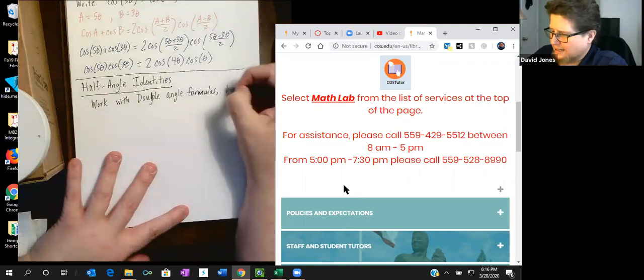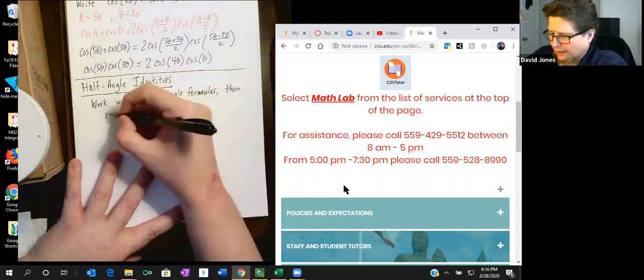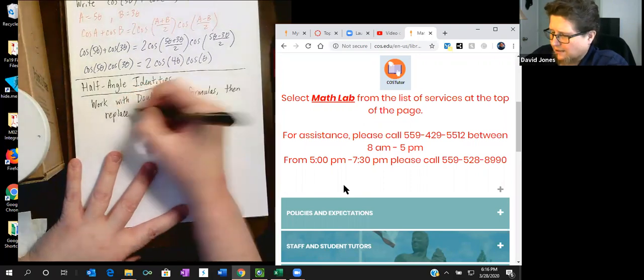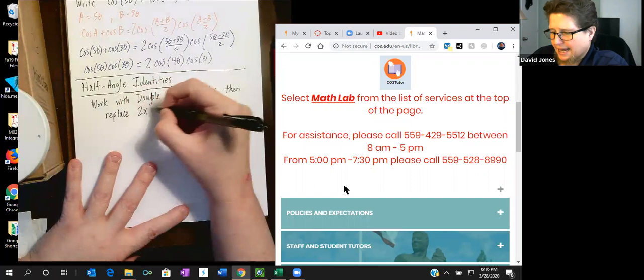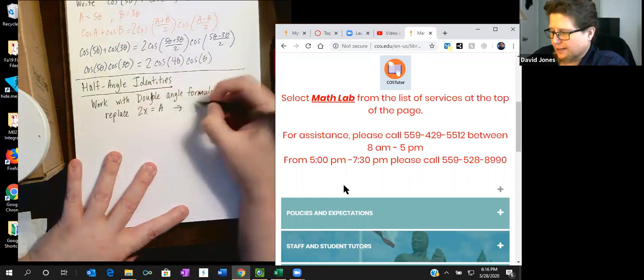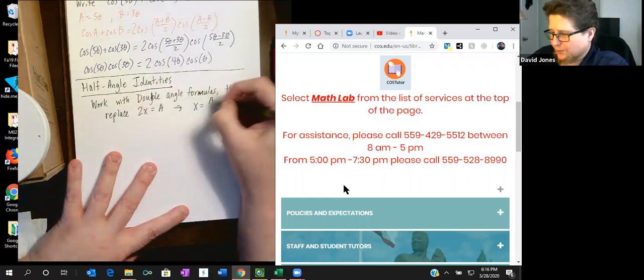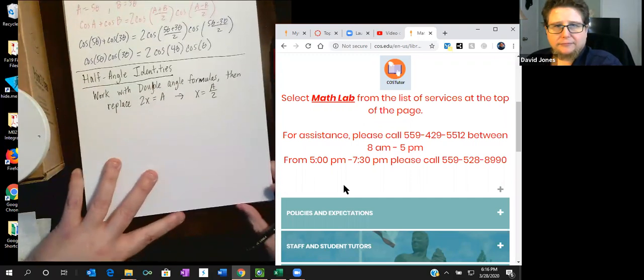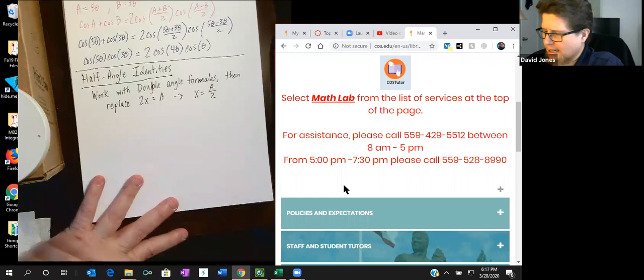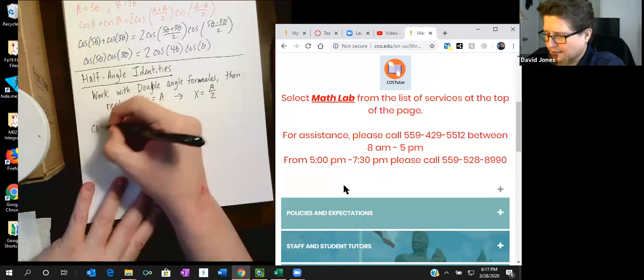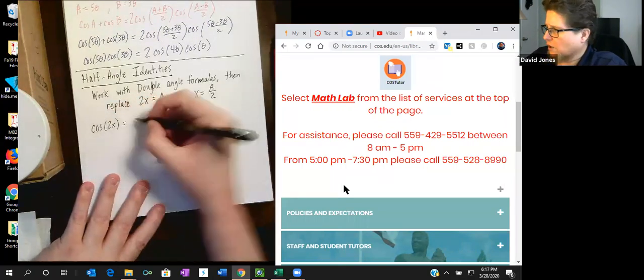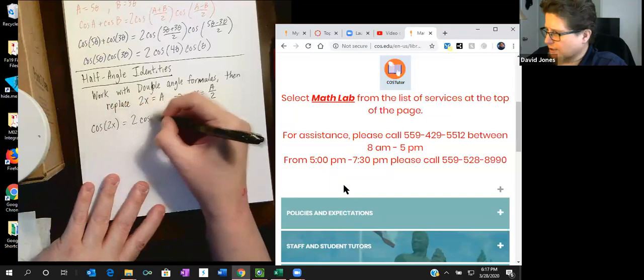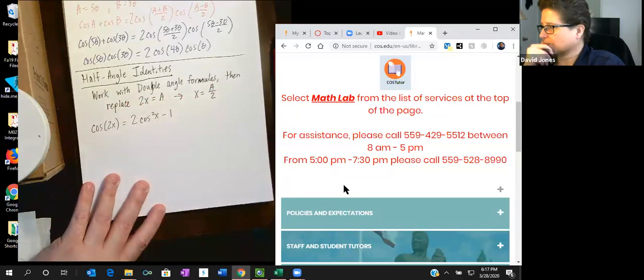And then replace 2x with a, which means x equals a over 2. And I'll show you what I mean. So we had cosine 2x. Let's just take a look at cosine 2x. We know that equals 2 cosine squared x minus 1.